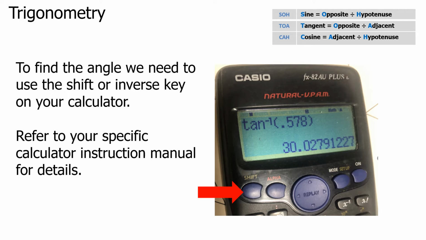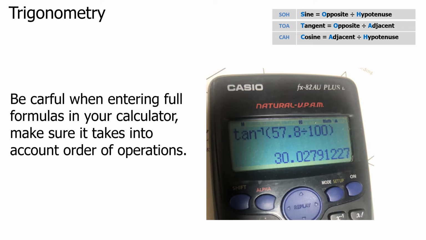To find an angle, we need to use the shift or inverse key on your calculator. Refer to your calculator's instruction manual for details on this function. Pause the video now and practice inputting this value into your calculator or into your app before proceeding. My calculator is pretty smart. It can work out the order of operations without me telling it. Again, if you're not sure, do some test calculations and refer to your specific calculator's instruction manual.